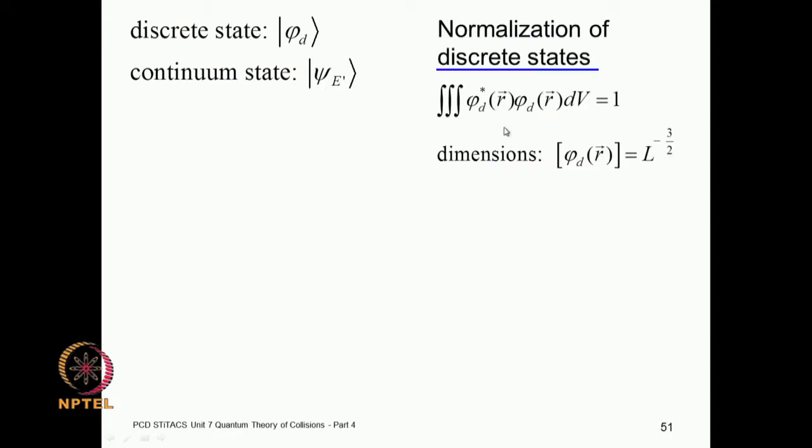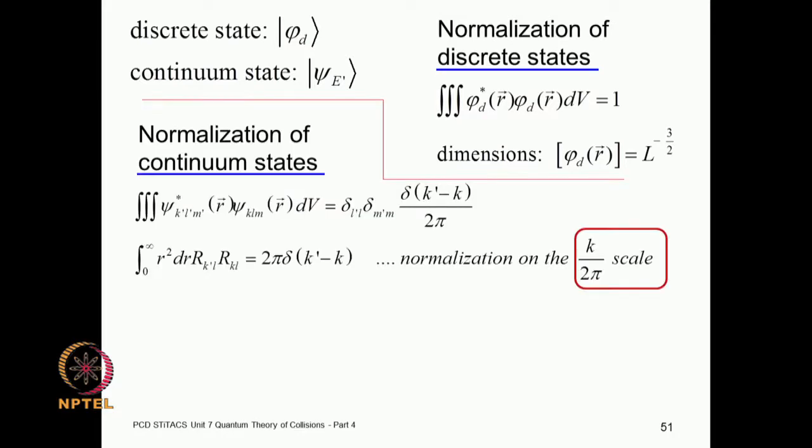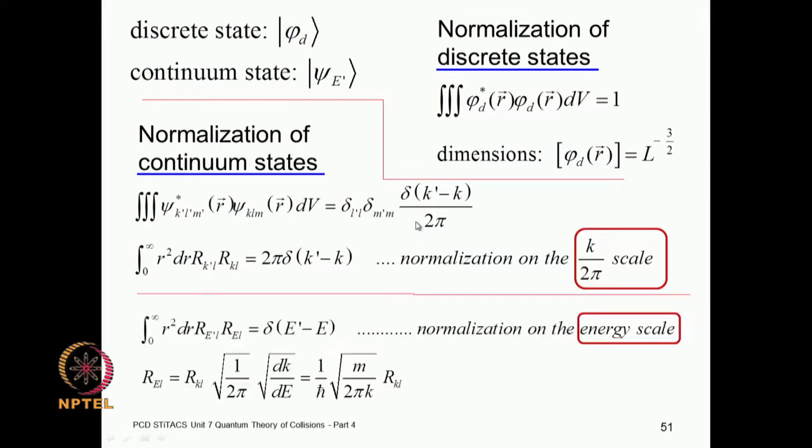The discrete states are square integrable, so I normalize them using the usual normalization integral, and the dimension of the discrete states is of course L to the minus 3 by 2. The continuum states, however, are not square integrable, and these are then normalized on a delta function scale. You can normalize them on a k over 2 pi scale, in which this is how the normalization would go, or we have discussed this normalization earlier as well in scattering theory, and you can also normalize them on the energy scale.